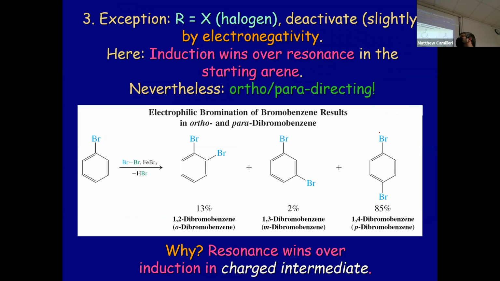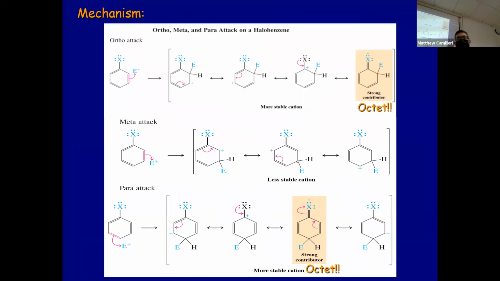The exceptions. Of course, there are exceptions. Okay? Halogens. Okay? If you have bromine, you have deactivation, but it's still ortho-para directing. And since bromines are huge, the para will win. The para will take over.